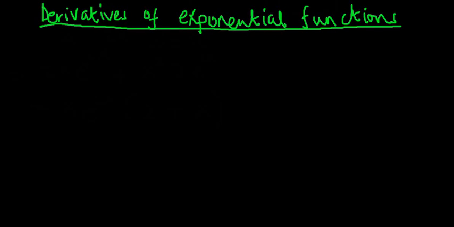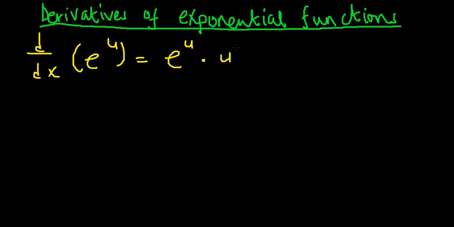We're going to learn about derivatives of exponential functions. So the derivative of any exponential function e raised to u is supposed to be e raised to u multiplied by the derivative of u multiplied by the natural log of e. Now the natural log of e is supposed to be 1. So we can look at a few examples.